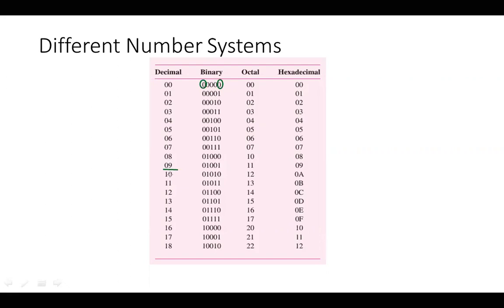After 9, again we will be repeating 0, 1, 2, 3, 4, 5, 6, 7, 8, 9. Correct? It goes on, and only the MSB is changing. Instead of 0, it becomes 1 until you repeat everything. So this is how decimal notation is written.